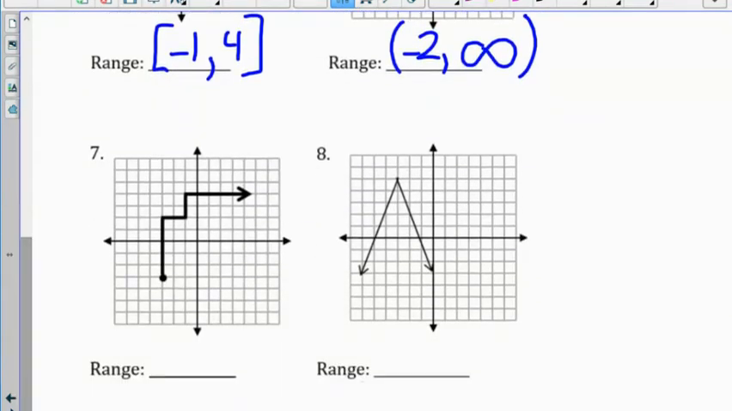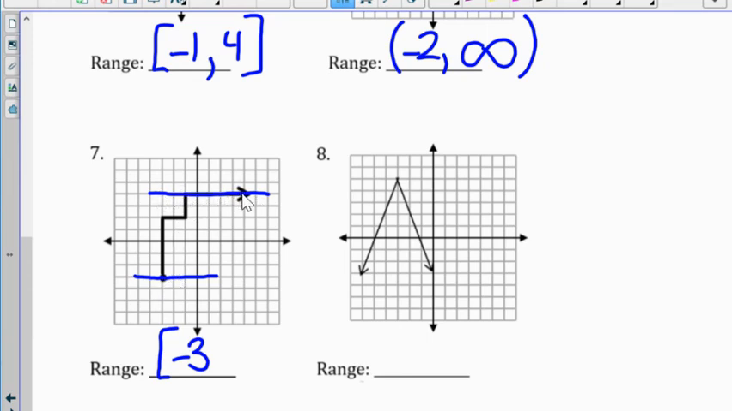All right, last two here. Let me draw my lines. The bottom of my graph is here. The top is here. All right, the lowest my graph is going is what? -3. That's a closed circle. All right, and the top of it, it stops right here.